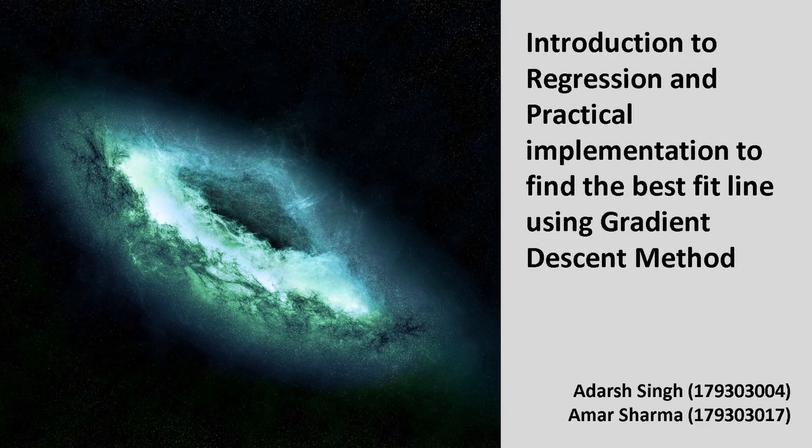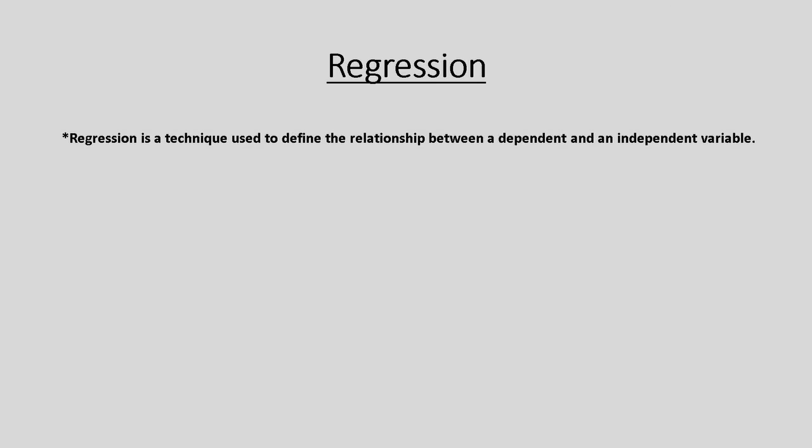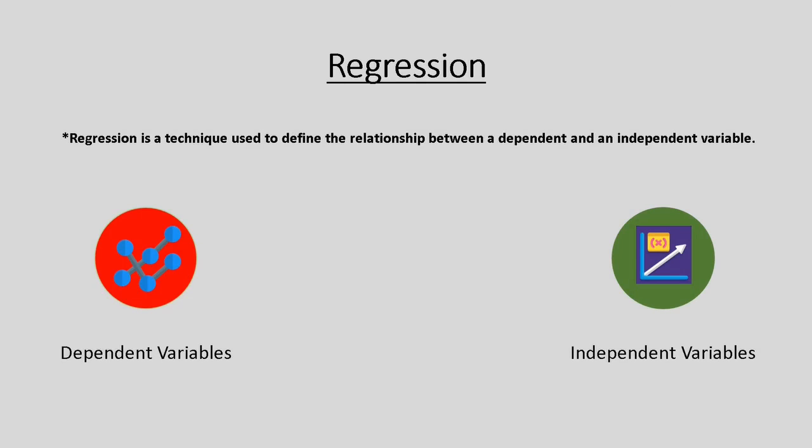In this video, we'll be talking about regression and we'll also implement the gradient descent method to find the best fit line. So let's get started. We'll start with what regression is. Regression is considered a technique used to define the relationship between a dependent and one or more independent variables.